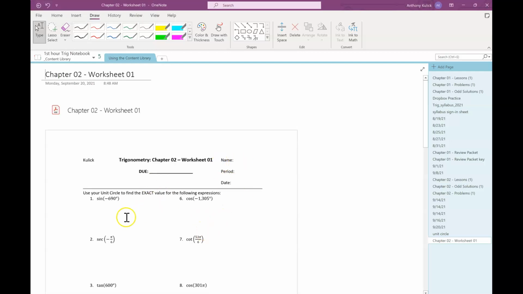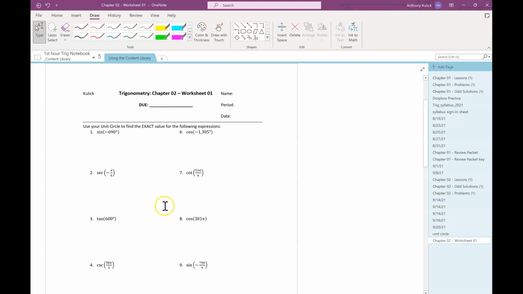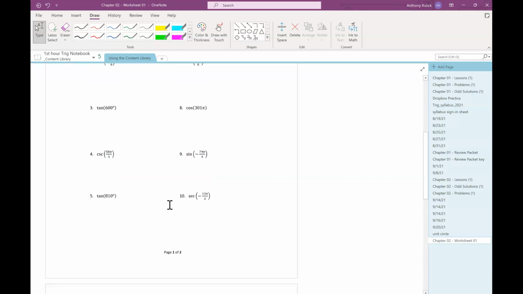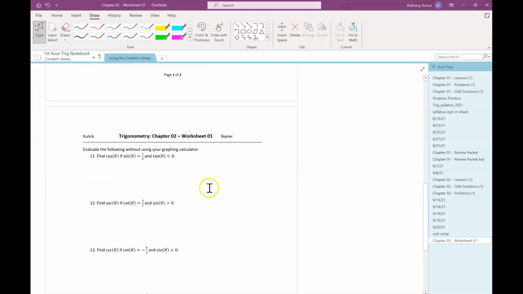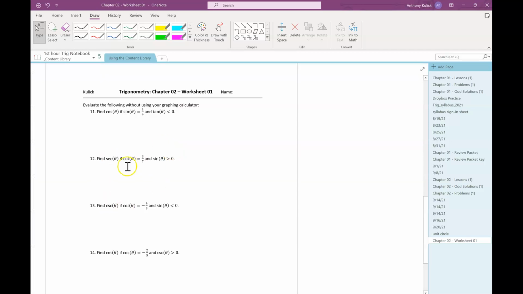So this is the other part of the homework here, this worksheet 1. It's just practice using the unit circle. And then some of these problems are just like that last example problem.